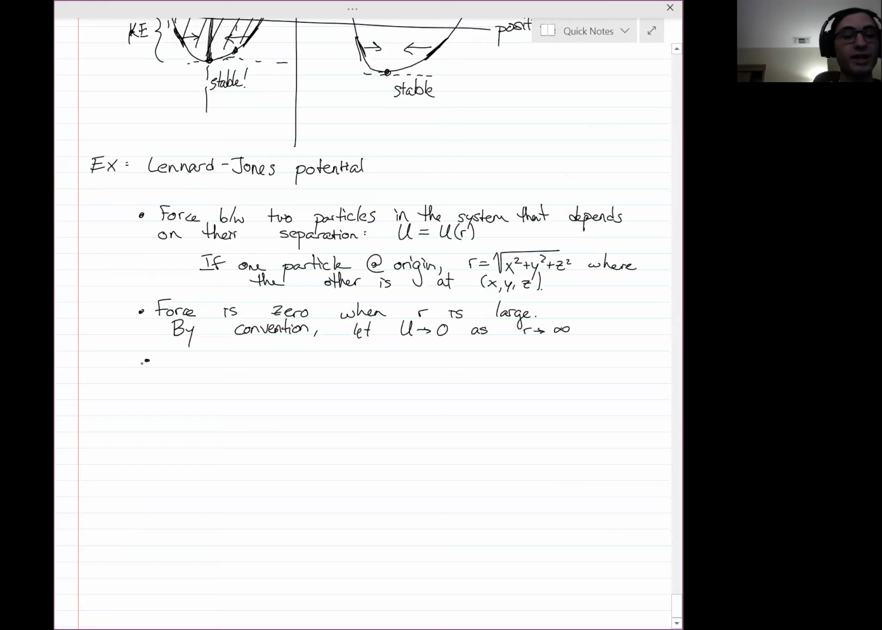Another fact about this Lennard-Jones potential is that the force is strongly repulsive when the particles are close.